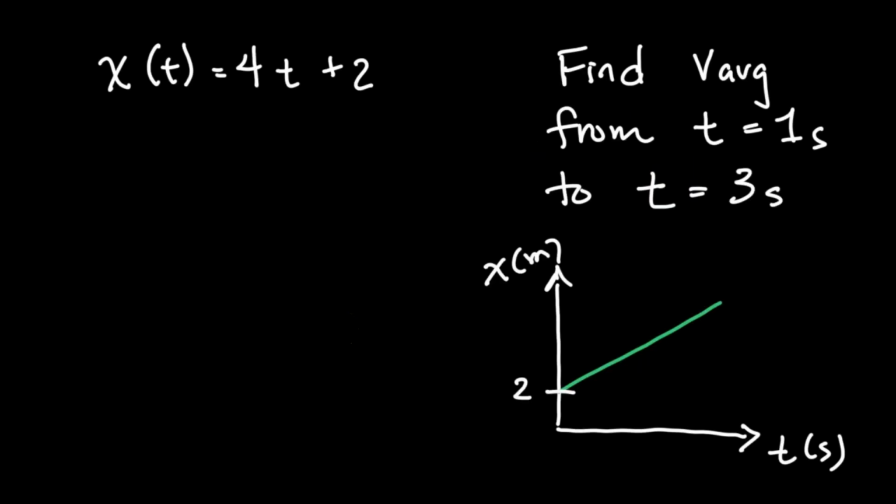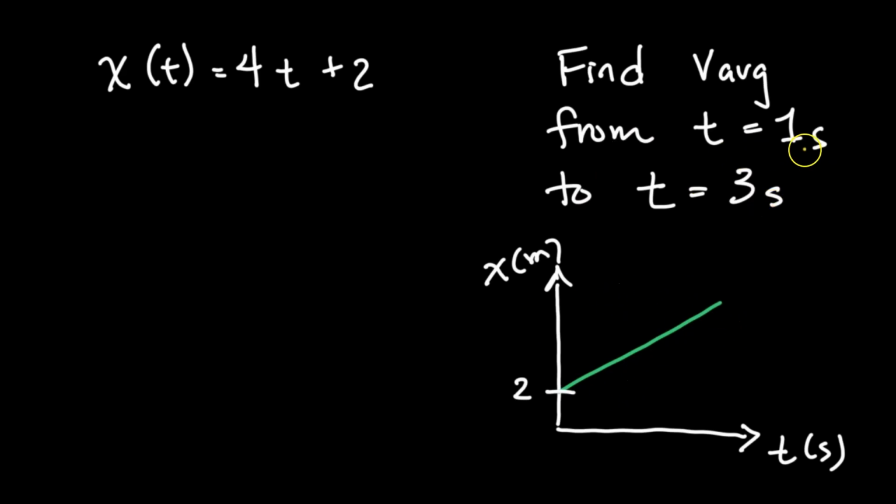Let's start with a constant velocity problem. Our position equation states x is equal to 4t plus 2, and we want to find the average velocity from t equals 1 second to t equals 3 seconds. And here's a graph of our equation.